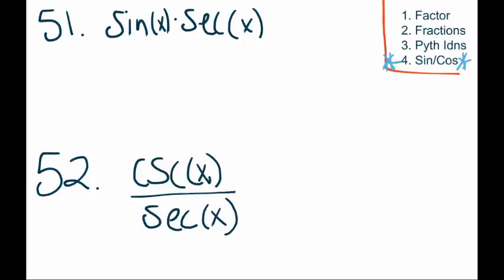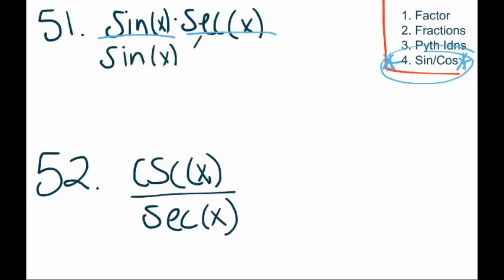So these would be ones where maybe sine and cosine, we can just start out there. If I run down the list, they don't have common factors. They don't even have squares for me to do Pythagorean identities or to factor anything. There's one of them that has a fraction, but it's already one fraction, so I'm really down to my last option of sines and cosines. And 51, this is great because you already have a sine of x, so really I just have to change secant into something with a sine or a cosine.